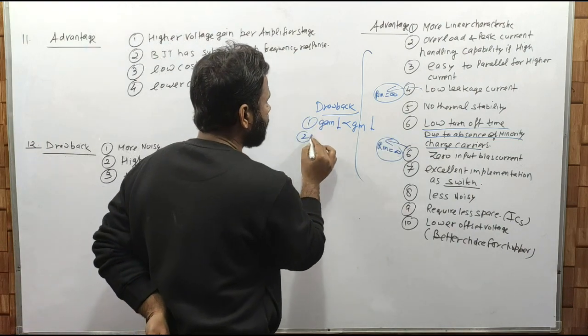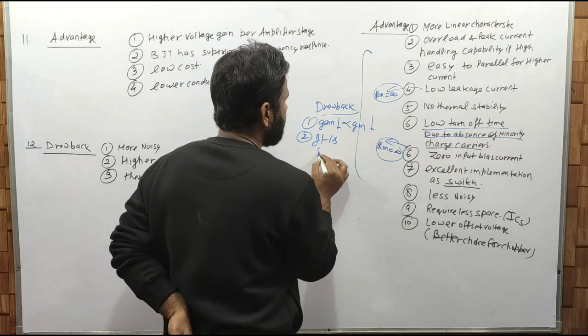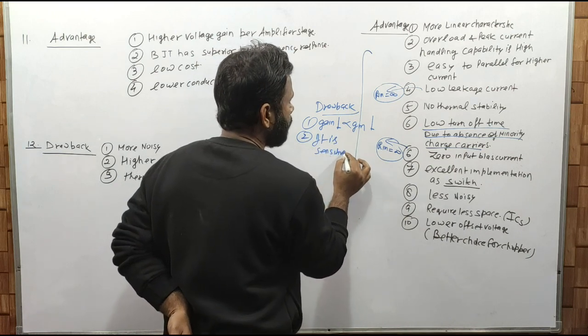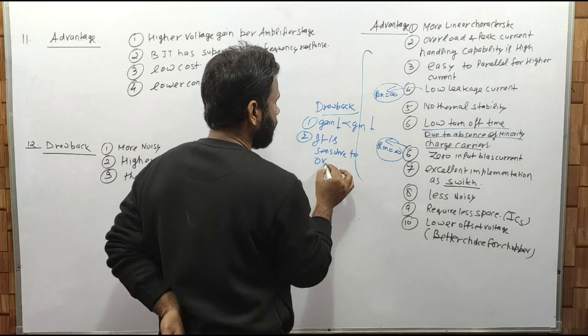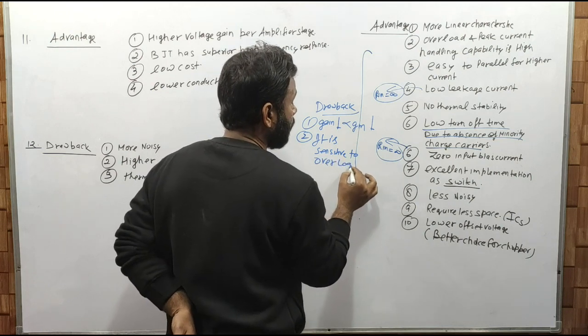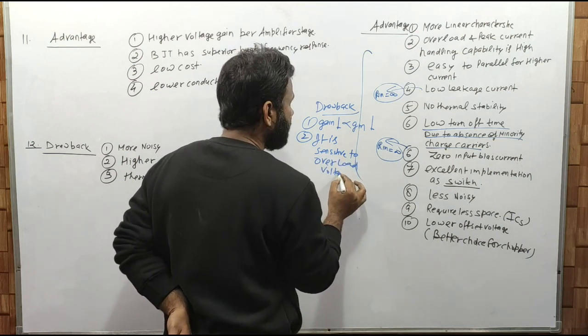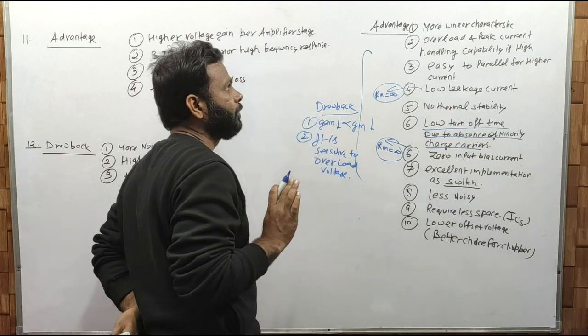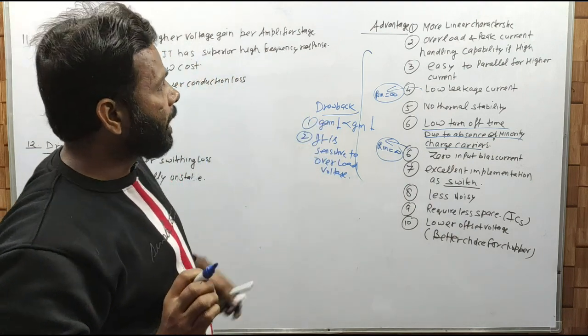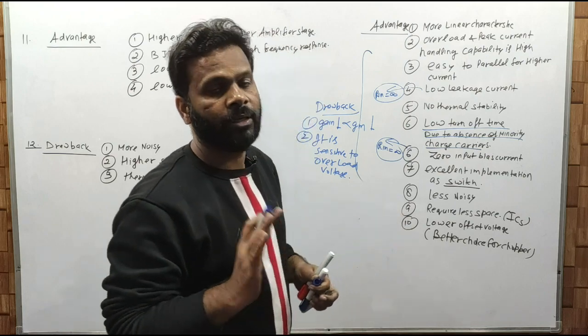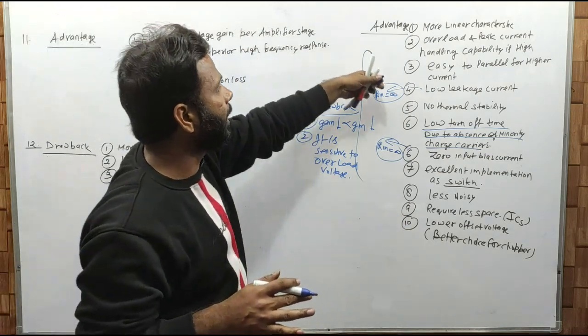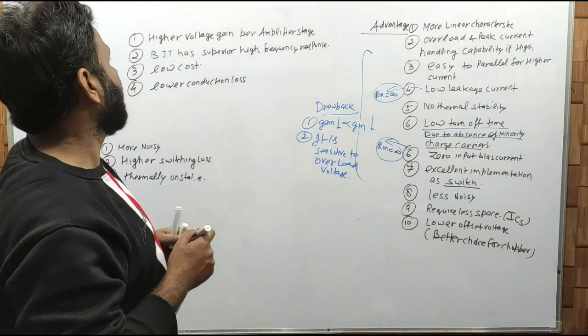And it is sensitive to overload only. Overload voltage. So these are two main drawbacks of this field effect transistor, but have numerous advantages. Clear? That's why we prefer FET over the BJT. Now next thing is what?